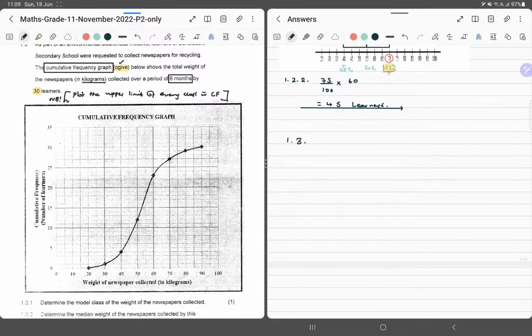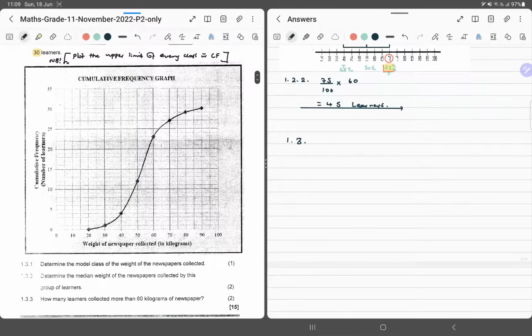So all we can see here is that this is anchoring at 20. Maybe let's use another color. So this is anchoring at 20. Now, if it is anchoring at 20, it means 20 is the upper limit of the lower class. And then 30 is the upper limit of the first class. And that becomes the upper limit of the second class. So this is now the first class right here, and this is the second class right there. And so on. That's how it goes.